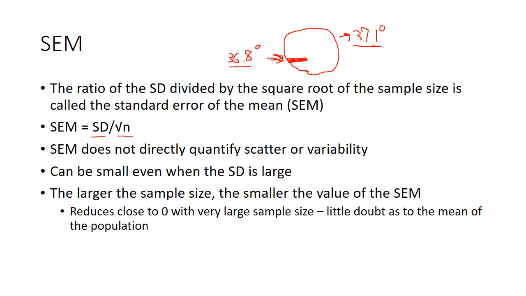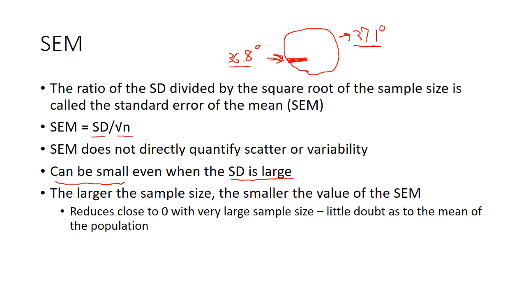So you can find that even if your standard deviation is large, depending on your sample size, the standard error of the mean can actually be pretty small in a lot of cases. The larger the sample size, the smaller that value of SEM is going to be. This means you can get almost close to 0 with a very, very large sample size, meaning you can have little doubt that the mean you pulled is very close to that of the population.